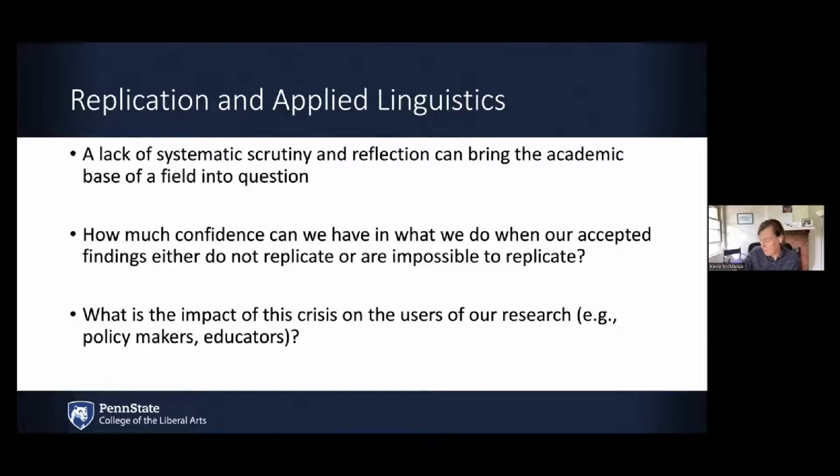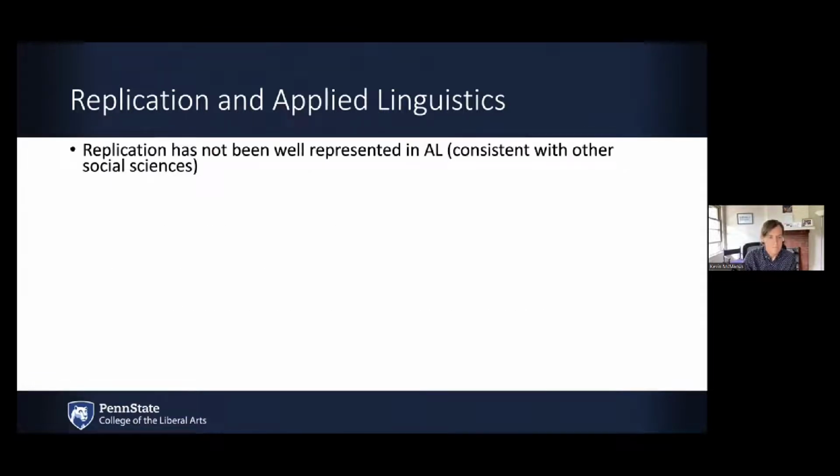And another thing to think about is how that impacts the users of our research. So as applied linguists, that's going to be policymakers, right? That's going to be educators and things like that, right? And so what you can see is that if we don't understand the nature of our field's conclusions, how are the users of our research going to be able to make use of that?